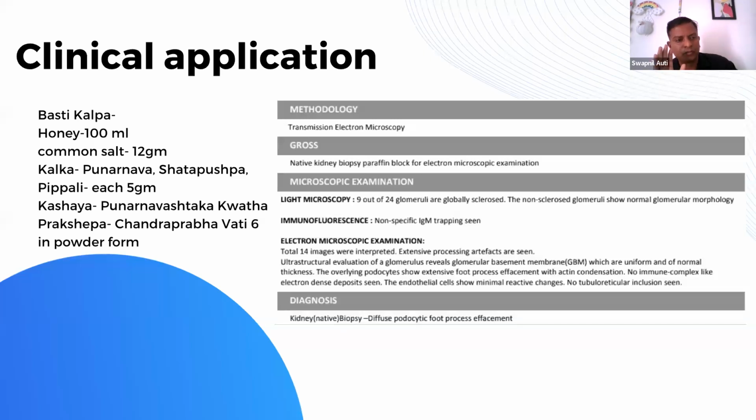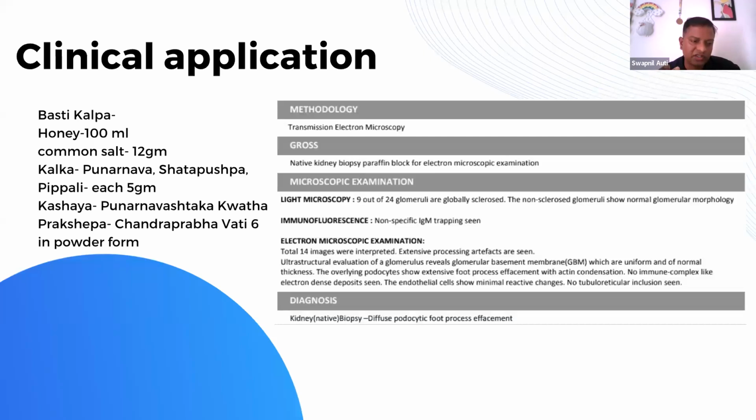We went for only punarnava. Punarnava kalka was used, shatpushpa that is commonly used in the basti, and pipli. Pipli because this is the kidney disorder, and I have seen many papers where Vardhaman pipli rasayan is used in such cases. So I decided to go for pipli, and the kashaya that was easily available was punarnavashtakvat. Punarnavashtakvat is readily available, so we used that.